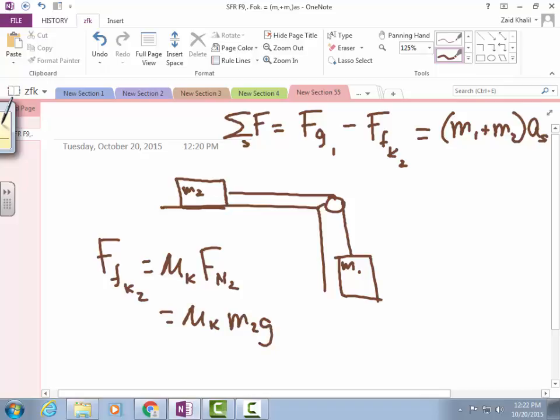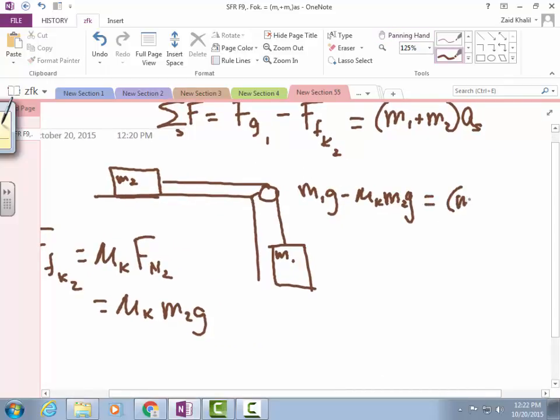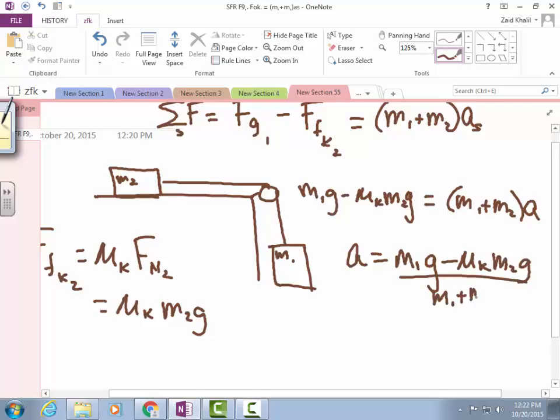And so what do we end up with? We end up with m1g minus mu k m2g equals m1 plus m2 times a. Notice, this gave us everything. Well, almost everything. It doesn't give us tension. But notice how quickly it gives us our accelerations. Any questions here? Yes?